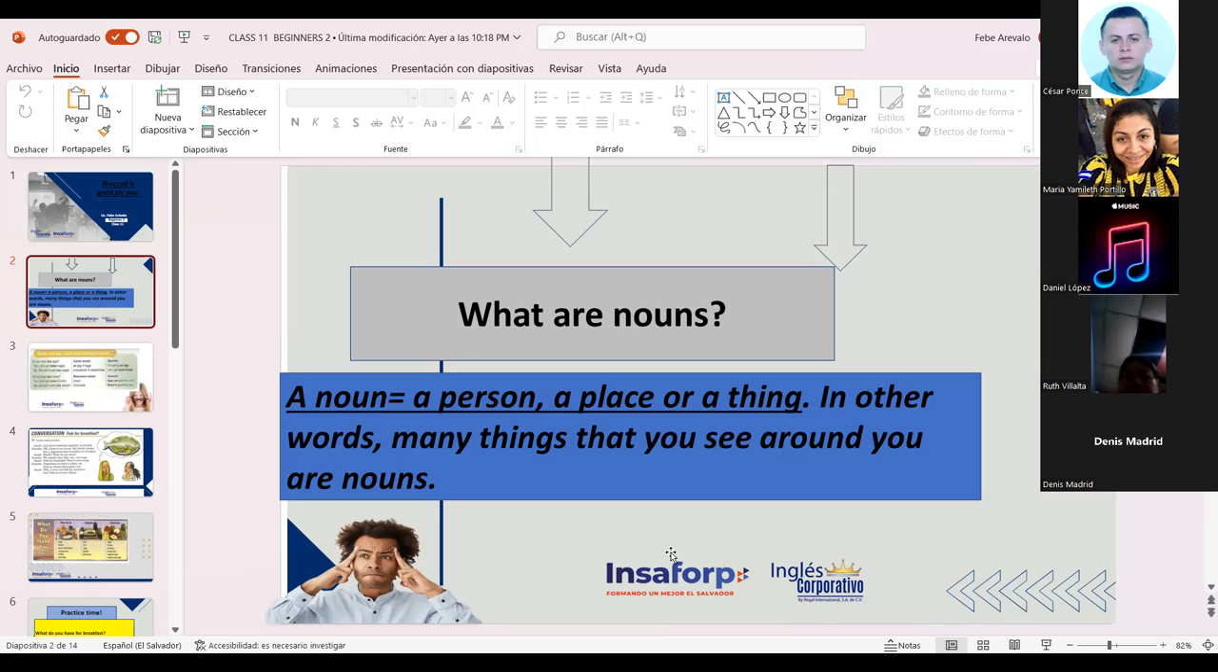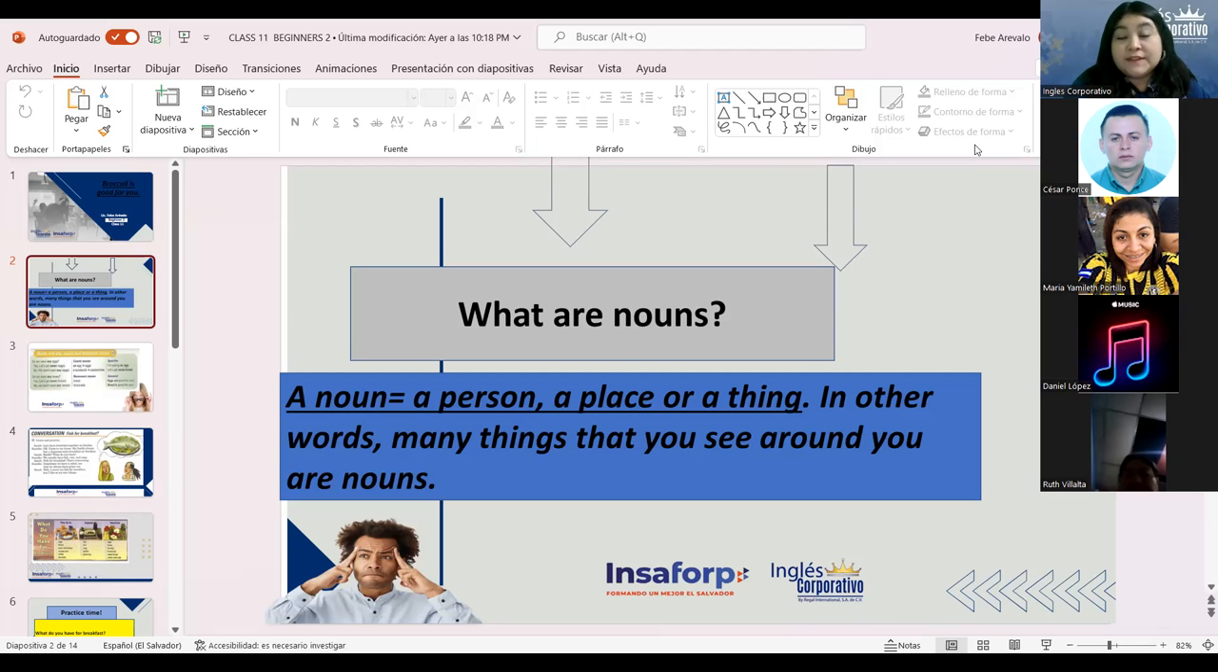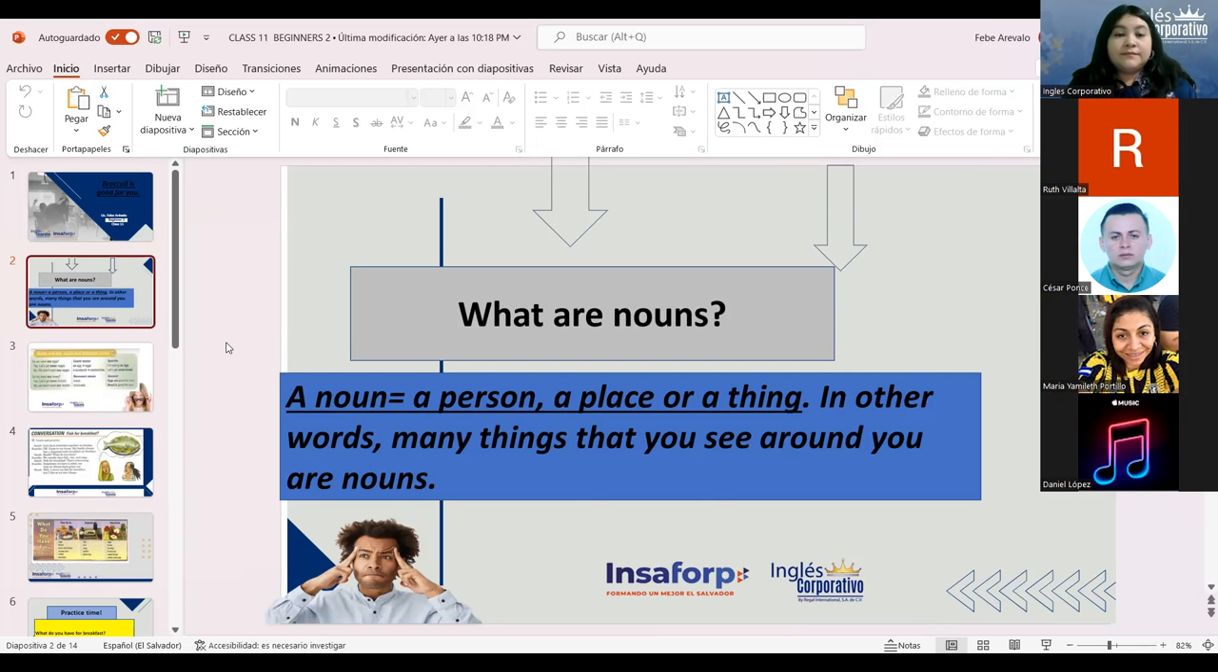Okay, maybe you have problems with the microphone, right? Because I know that you have the microphone open, but we can't hear you. Si se ve, sabemos que tiene el micrófono encendido, pero no le escuchamos, right? So let's go with Ruth Villalta. Can you read the information, Ruth, please? What are nouns? A noun equals a person, a place, or a thing. In other words, many things that you see around you are nouns.